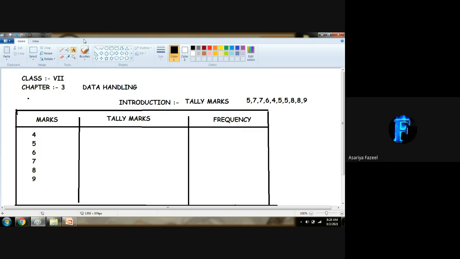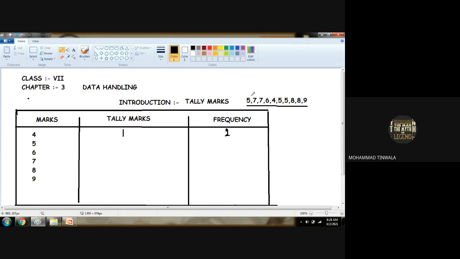Now, number 4 is how many times? You check this data. One time. So we will mark a tally mark as 1. How many students got 4 marks in this? One student. So in frequency, we will write 1 student.